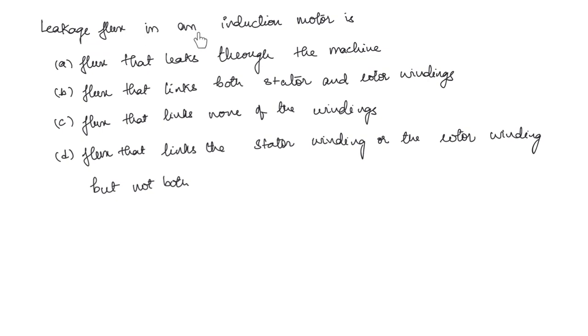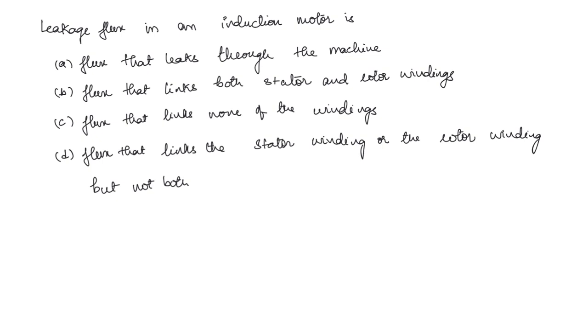So here you have a conceptual past year GATE question. Leakage flux in an induction motor is: option A, flux that leaks through the machine; option B, flux that links both stator and rotor windings; option C, flux that links none of the windings; and finally option D, flux that links the stator winding or the rotor winding but not both. So for this we need to understand what kind of flux we call the leakage flux.